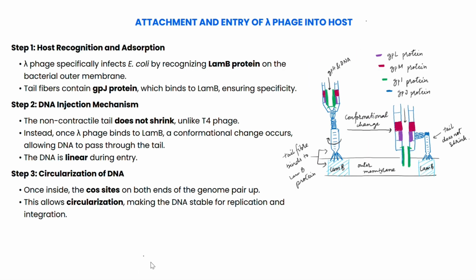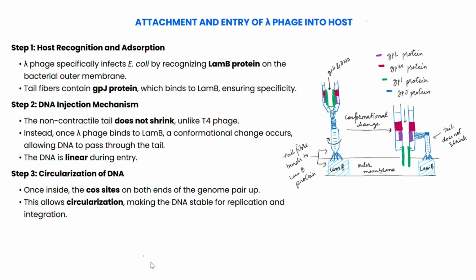Now that we understand the structure and genome of the lambda phage, let's discuss how it actually infects a bacterial cell. Infection starts with the attachment, which is the first and most crucial step in the phage-host interactions. Unlike some phages that randomly collide with bacteria, lambda phage is highly specific. It only infects E. coli strains that express a particular membrane protein called LAM protein. This protein normally helps bacteria take in maltose, but lambda phage exploits it as a receptor to gain entry.